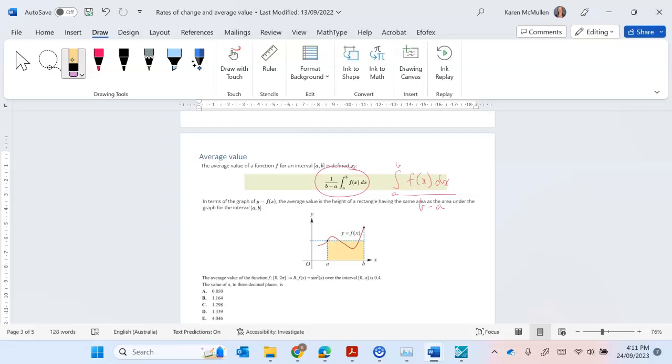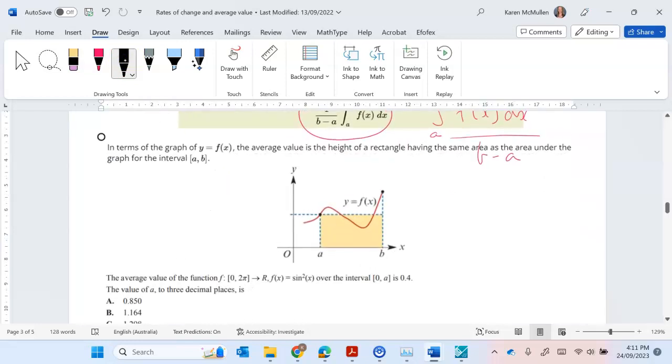And remember, it is not the same as average rate of change. All right, just because they both have the word average does not mean they're the same. Completely different things. All right, so let's just say, for example, so I'm going to use this example here.